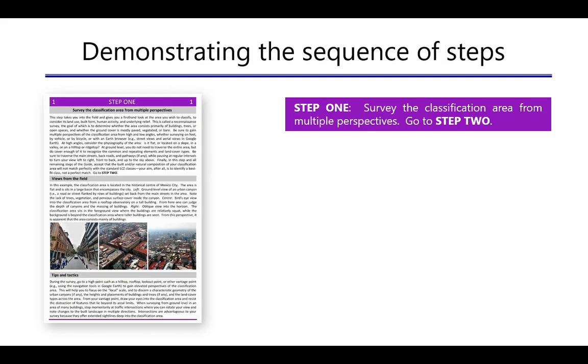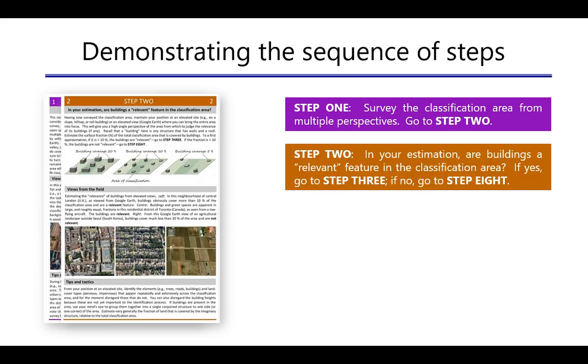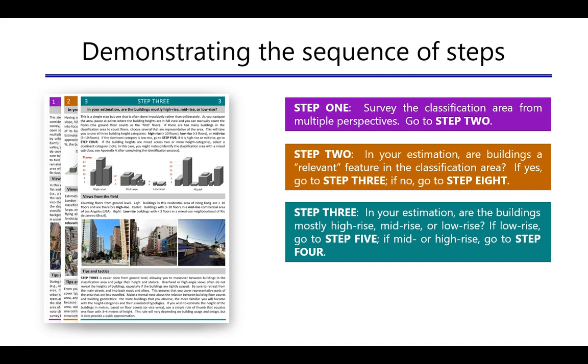Okay, so just a demonstration of the sequence. Step 1 takes us into the field and instructs us to view the area from multiple perspectives. So some guidance is given about that in the sheet itself. And then we go to step 2. And in step 2, the question is, are buildings a relevant feature inside the area? That's not an easy question, but the field sheet makes it a little bit simpler. If the answer is no, we go to step 8. If the answer is yes, we go to step 3. And so we carry on like this.